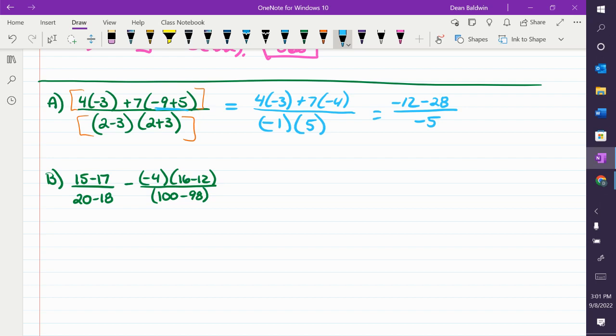Now what do I do? Remember, when you have it written like this, it's like there are brackets like this. So I can carry those brackets through. You don't have to draw them, but just so you see it. What do I do now? You do the top. What's negative 12 minus 28?